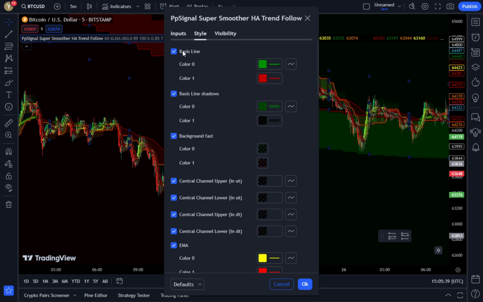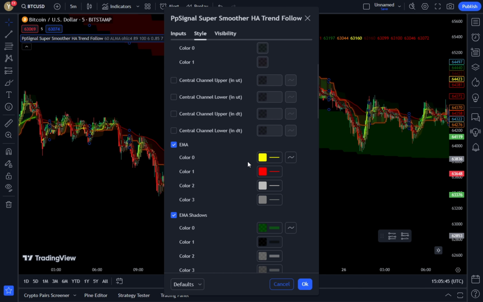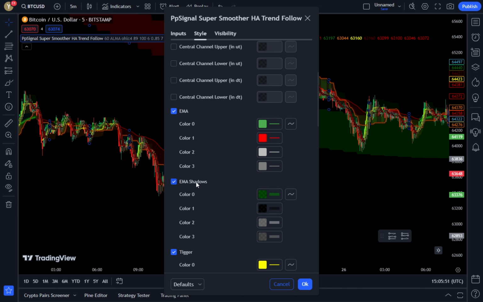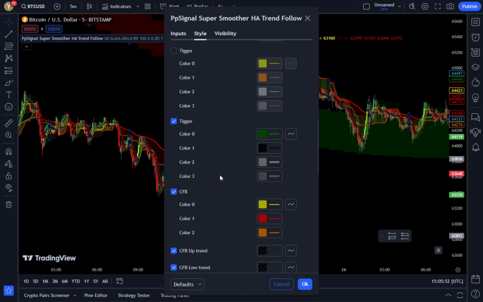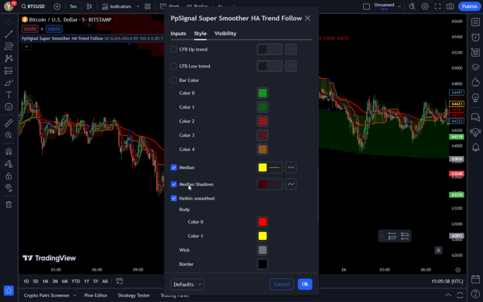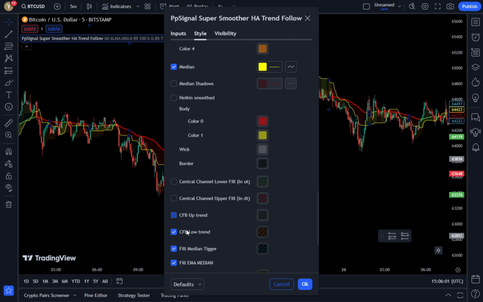After that, navigate to the Style tab. In the Style tab, remove all markings and keep only the EMA and median tabs. Adjust the colors of EMA and median according to your preference. Click OK to confirm the changes.